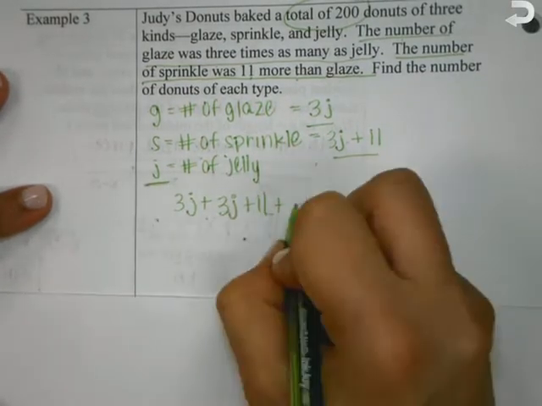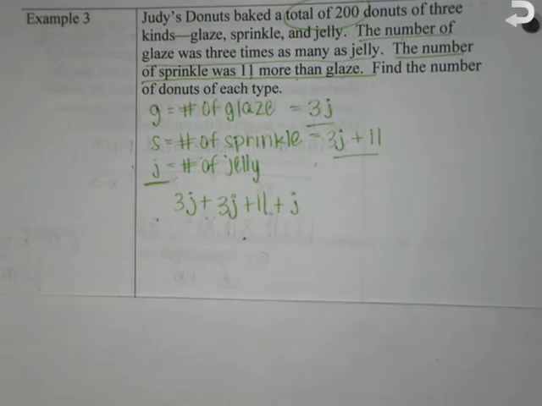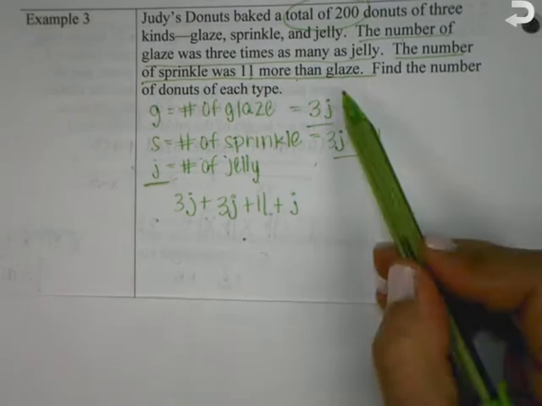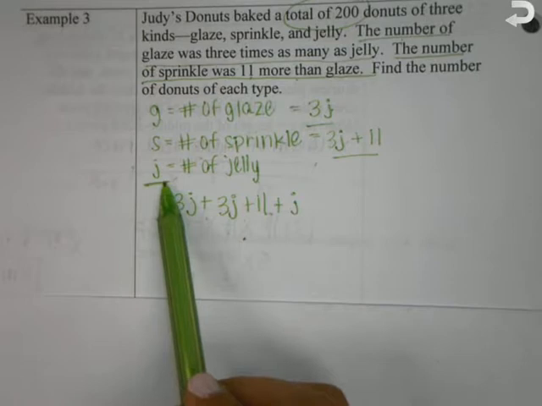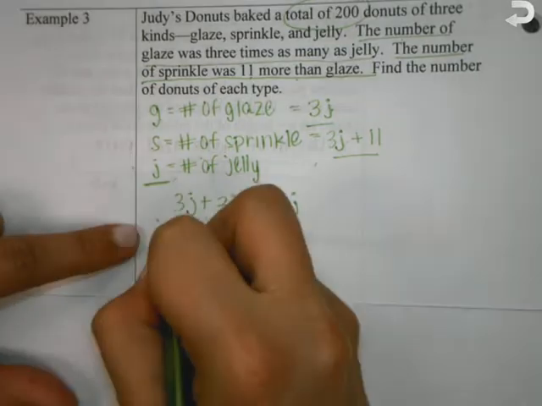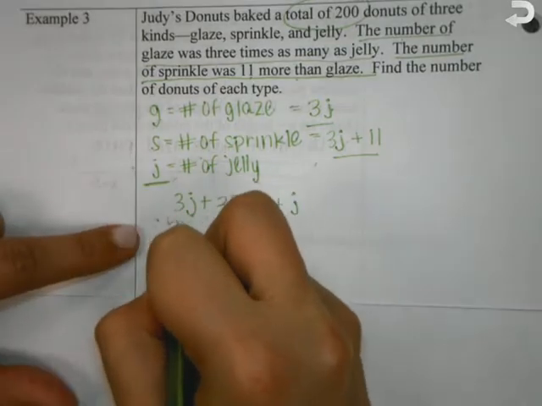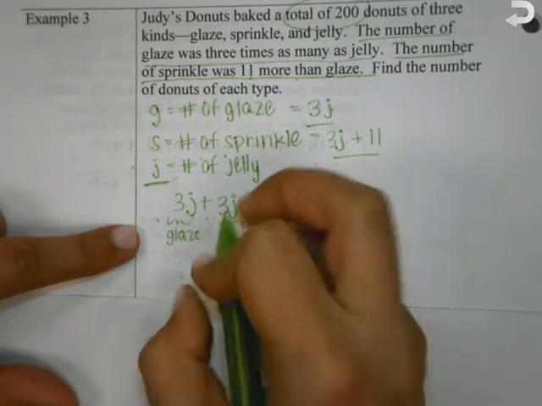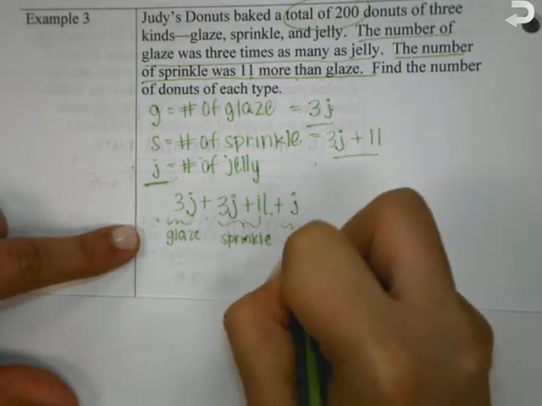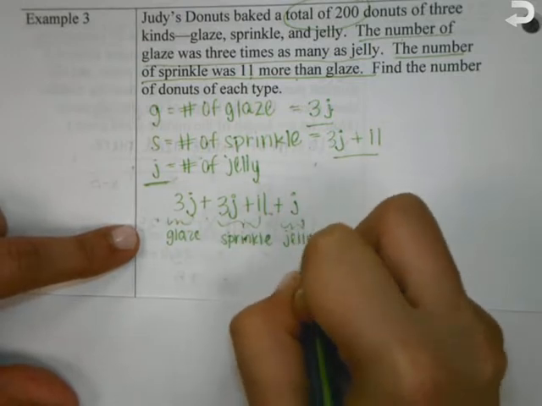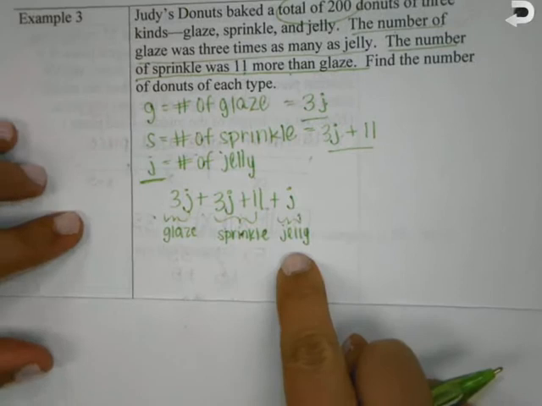Okay, this is glazed donuts. 3J plus 11 is sprinkle. And the J is jelly. Okay, so you need to make sure that we add all of the number of donuts together. And that should equal 200. Okay, does that make sense? Yeah. Because now that we're in one variable, we can actually solve.